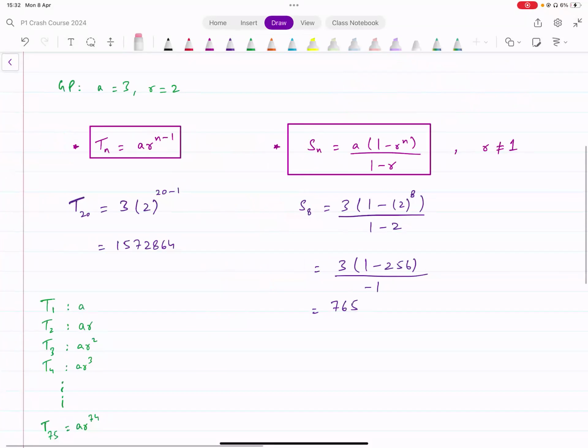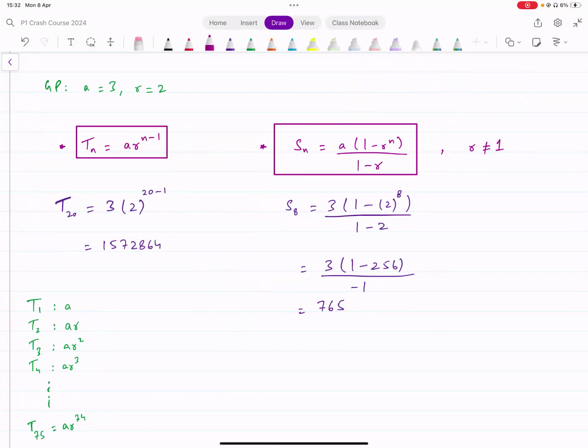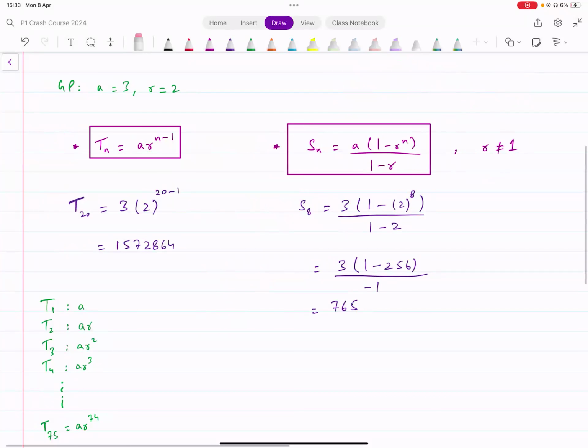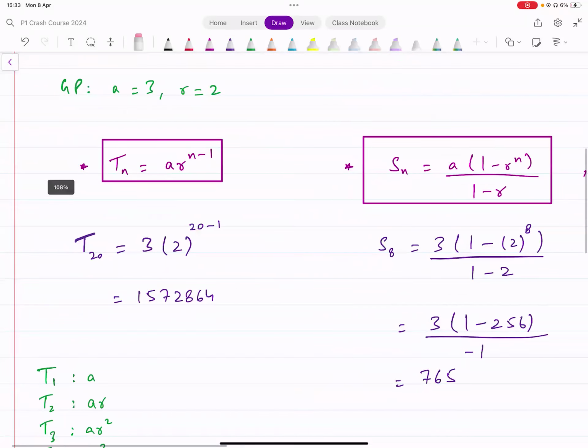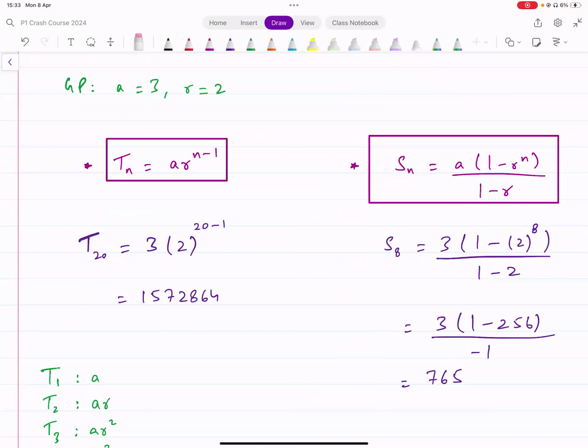So that's why you've got this exception for this formula as well, because this formula does not work when ratio equals 1. That will give us 0 in the denominator, and that will be a problem. Okay. All right. So these are the two formulas that we've got for geometric progressions. Let's have a look at a few examples in this as well.